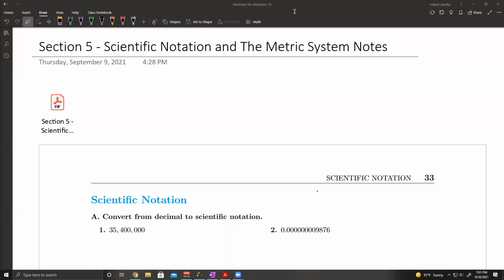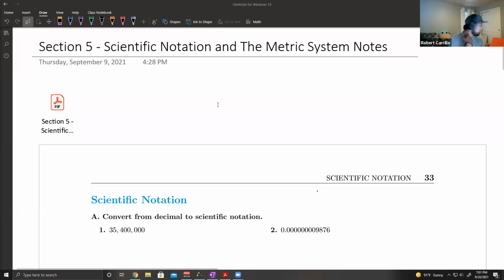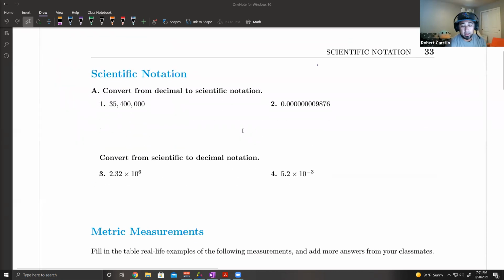Okay, so here is the new set of notes. We have scientific notation and the metric system. First we will start off with scientific notation. We want to take a given number and put it in scientific notation, and then we want to take scientific notation and move the decimal out to get a decimal number or a whole number.